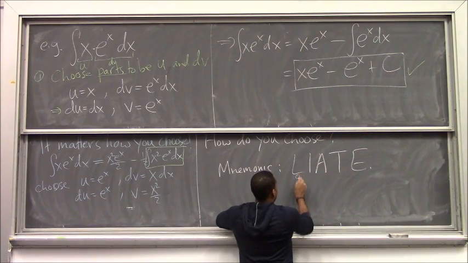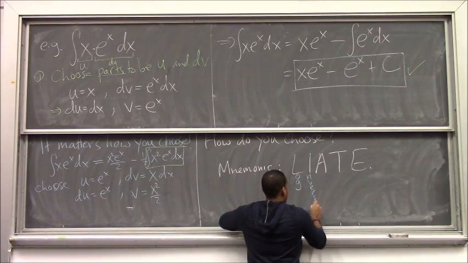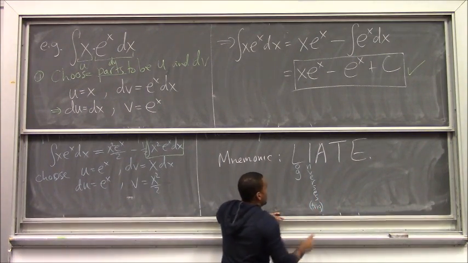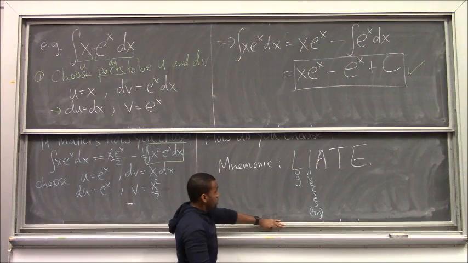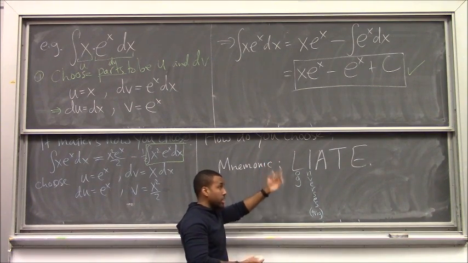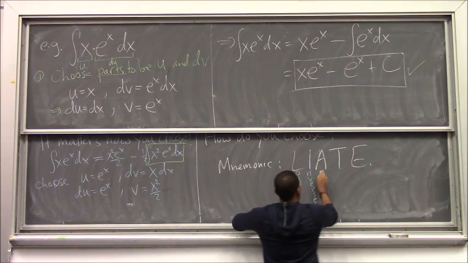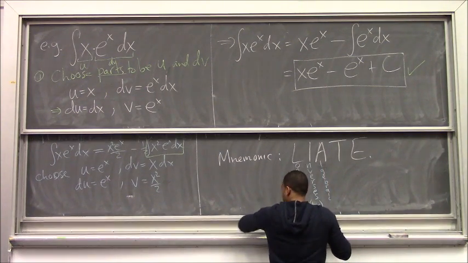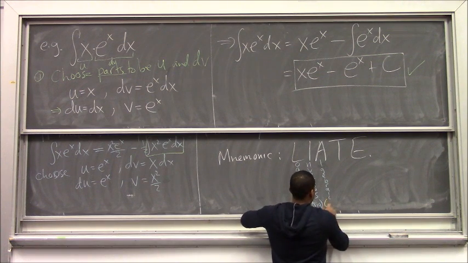L stands for logs. I stands for inverses, as in inverse trig. So if like a sine inverse or cosine inverse, and L stands for log, like an ln shows up. A stands for algebraic. Right, but that basically means polynomials.